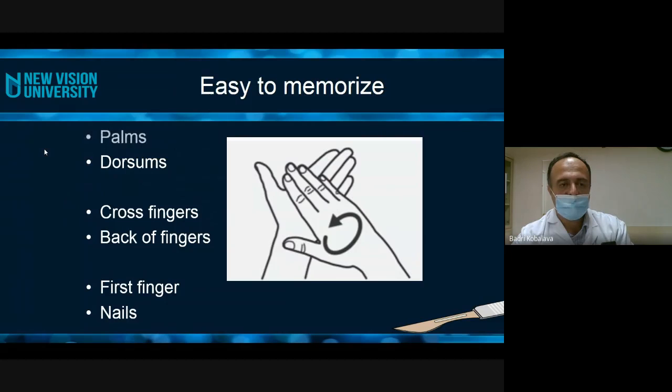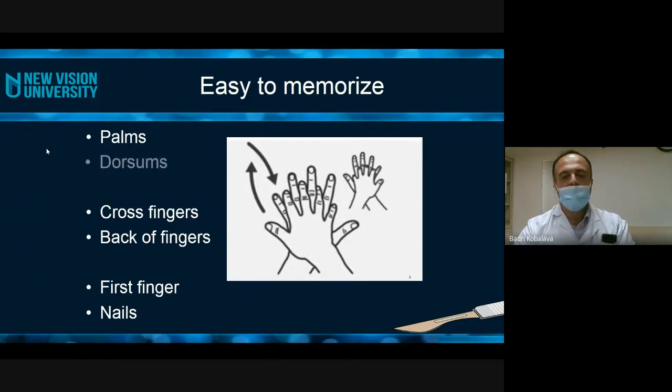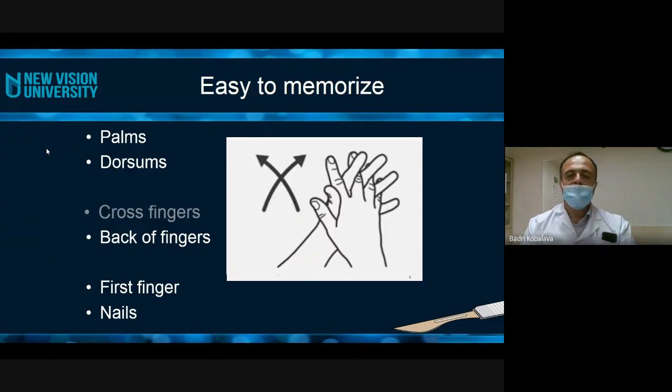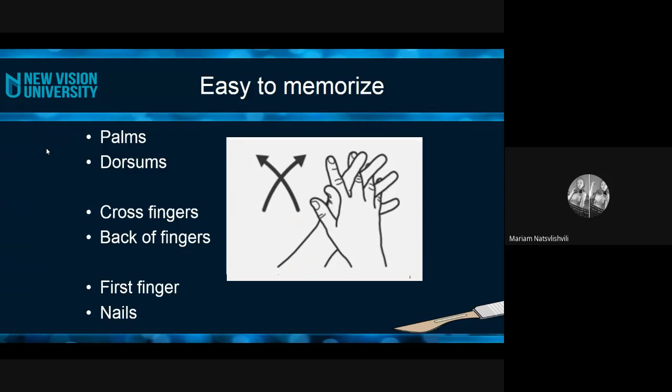So first, we wash palms like this, circular motion. Both palms are washed. Then we wash dorsums of the hand, like this. Dorsums of the hand. Then spaces between fingers.